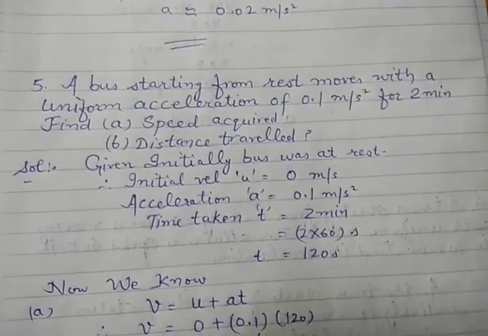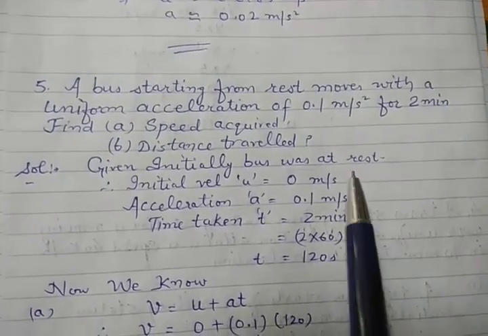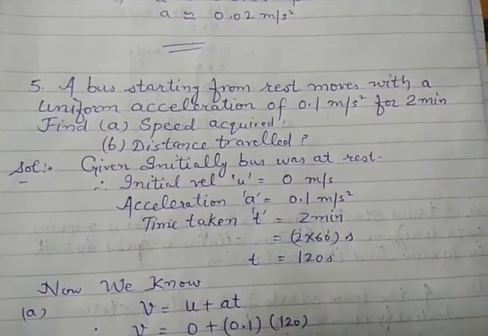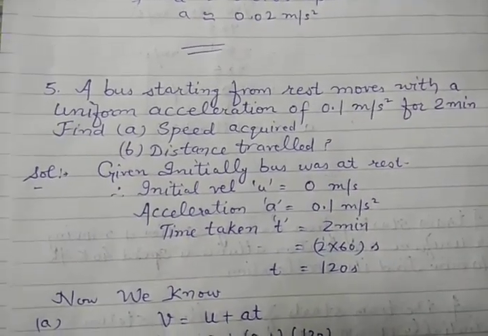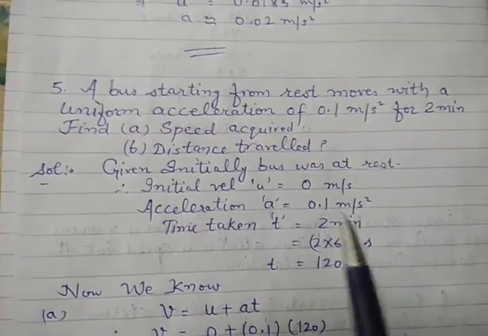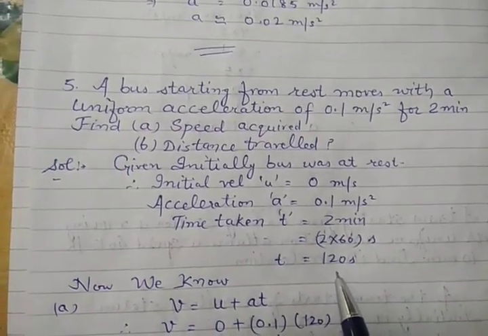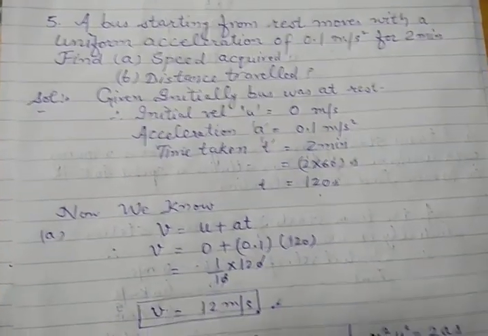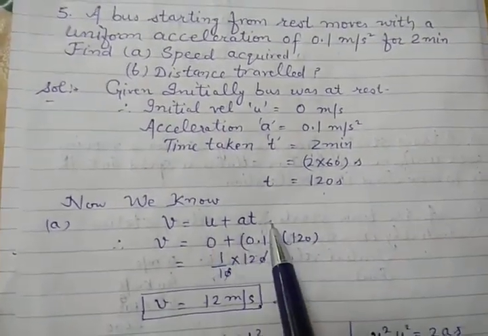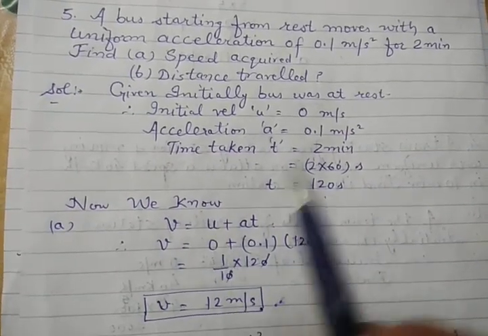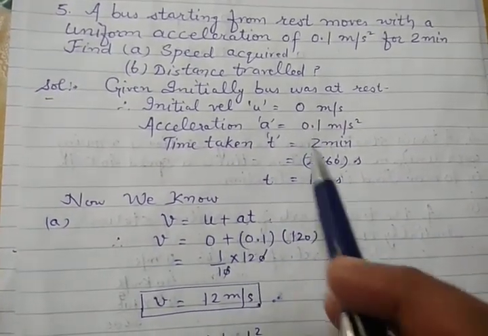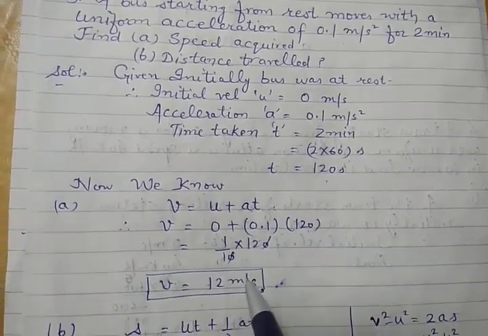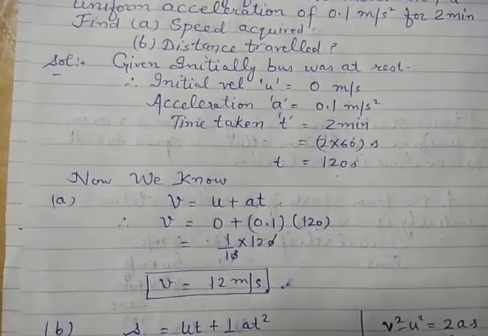So here what we have to do, we know that initially the bus will be at rest. So that means initial velocity will be 0. And acceleration is given. Time taken is also given. So time taken is 2 minutes, 2 into 60, that is 120 seconds. Now we know that by using the relation v is equal to u plus at. So here u is 0, acceleration a is 0.1 and time is 120 seconds. So multiply it, you will get v is equal to 12 meter per second.